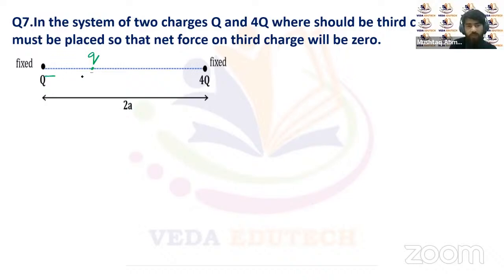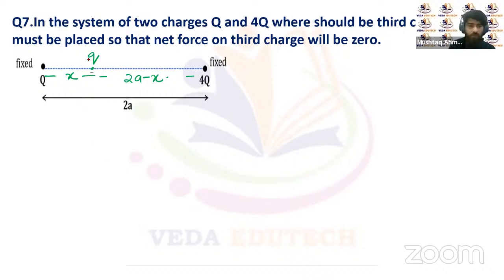Let's suppose we're placing it at a distance of x from the charge q. The total distance is 2a, so the distance from the other charge will be 2a minus x. We have to place the charge in that position so that the net force on this charge is 0. It means that there will be two forces on this charge. This charge can be a negative charge. It can be a positive charge as well.